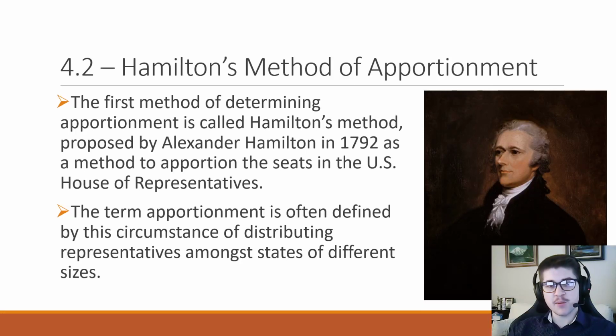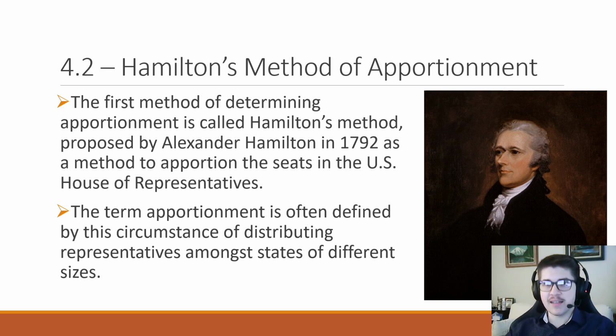The first method of determining apportionment in our textbook is Hamilton's method. Our textbook flows in a very historical order, examining the methods of apportionment as they were used in the U.S. House of Representatives. I'm going to try to follow along with that storyline to help you see why these different methods developed, and what the key mathematical differences behind them are.